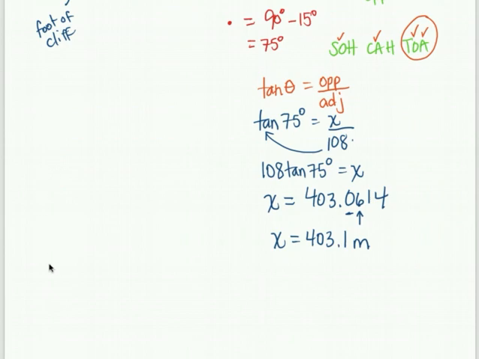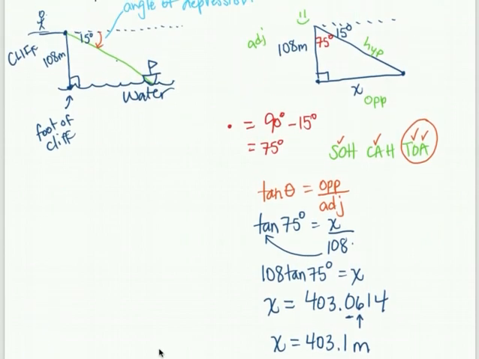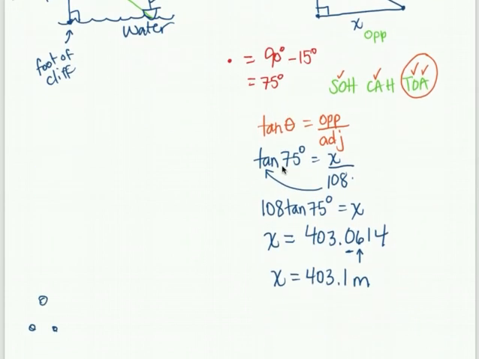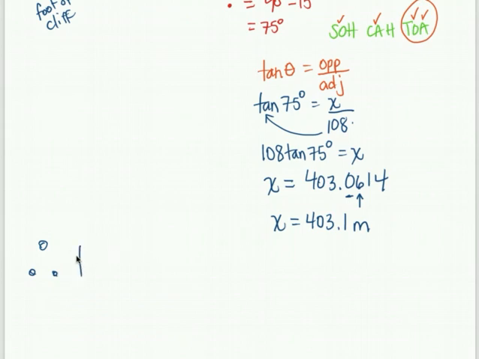All right, and to get your last final mark, make sure you write a therefore statement. So what is it that we had to find? What was the key word? How far is the boat from the foot of the cliff? Okay, so the boat is 403.1 meters from the foot of the cliff.